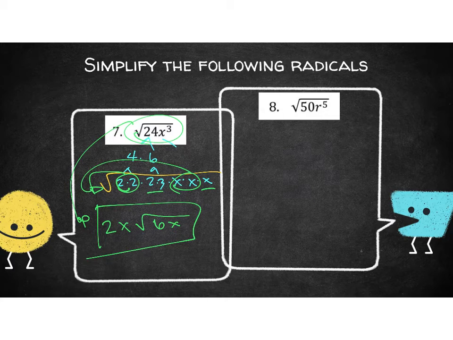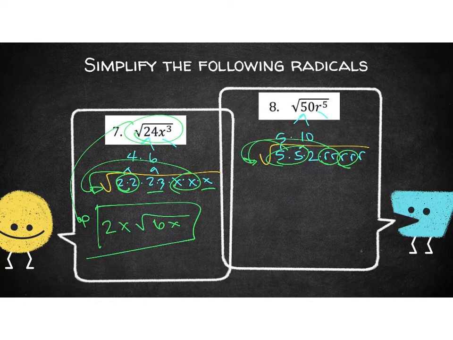Let's look at that 50 times r to the 5th. So 50 times r to the 5th. 50 is the same thing as 5 times 10, and that's 5 times 5 times 2. And then that r to the 5th is r, r, r, r, and r. Okay. So now let's look for our pairs. I got a pair of 5s, I got a pair of r's, and another pair of r's. So 5 times r, with a 2 and an r left. That's 5r squared, square root 2r.